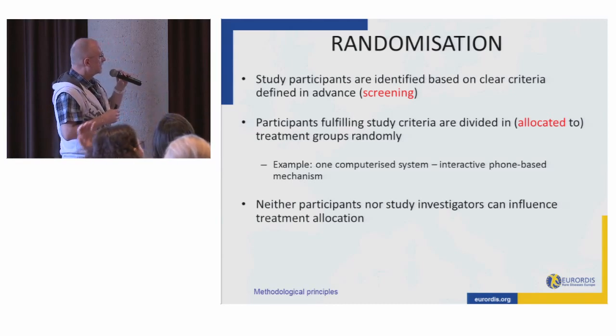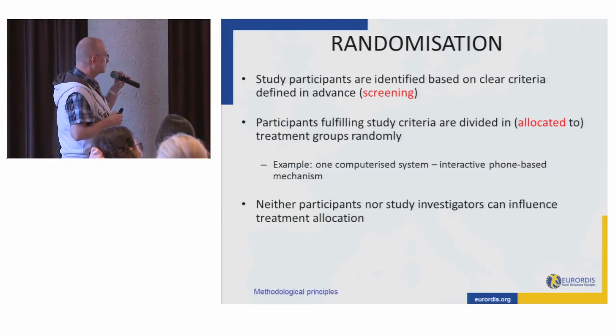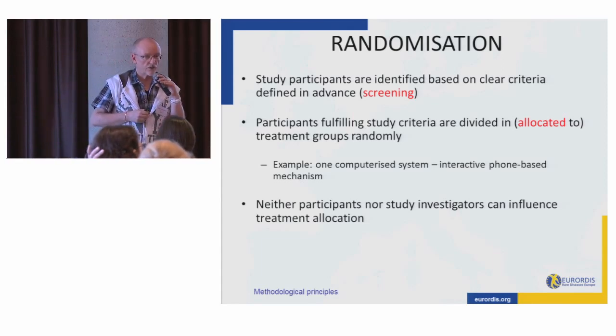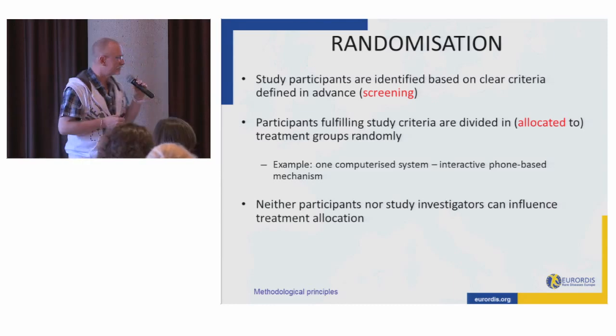So at the end of the day, the important outcome is that neither the participant nor the investigator can influence the treatment allocation. So that is one way of reducing the risk of what? Bias. Very good.